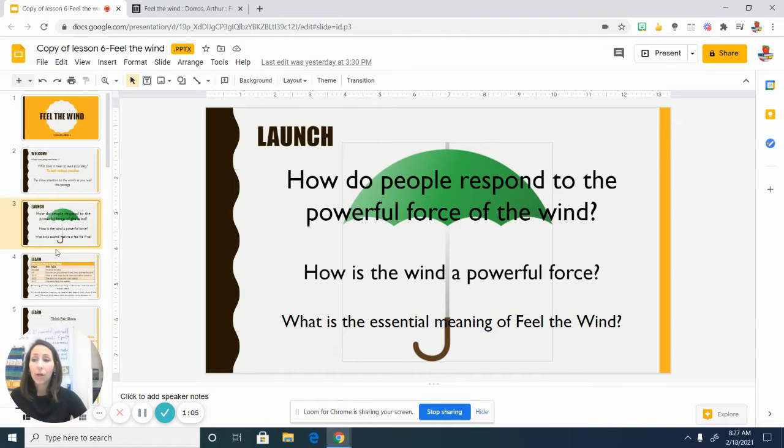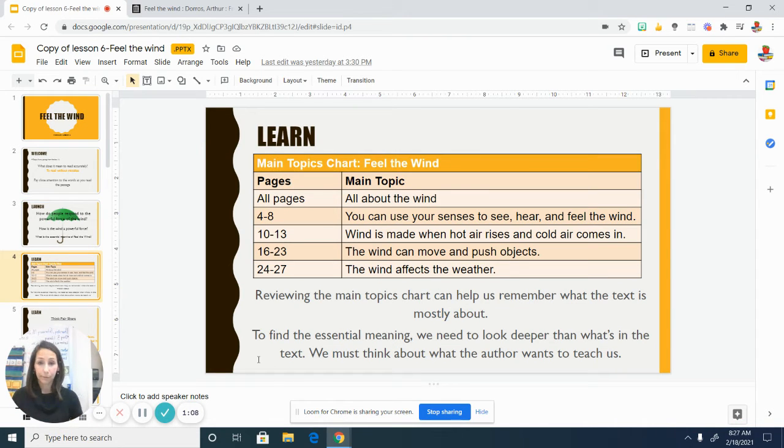So we have spent a few lessons using our buttons and boxes strategy to figure out the main topic of the whole text, but also the main topic of separate sections. Let's refresh our memory about the main topics. The whole text really talks about wind. It's all about wind. And then these pages and the different sections talked about how you can use your senses to see, hear, and feel the wind.